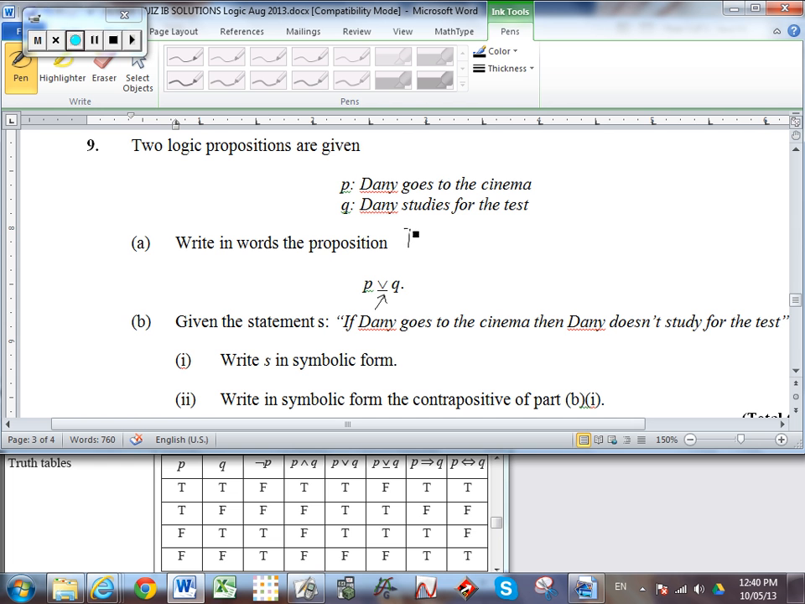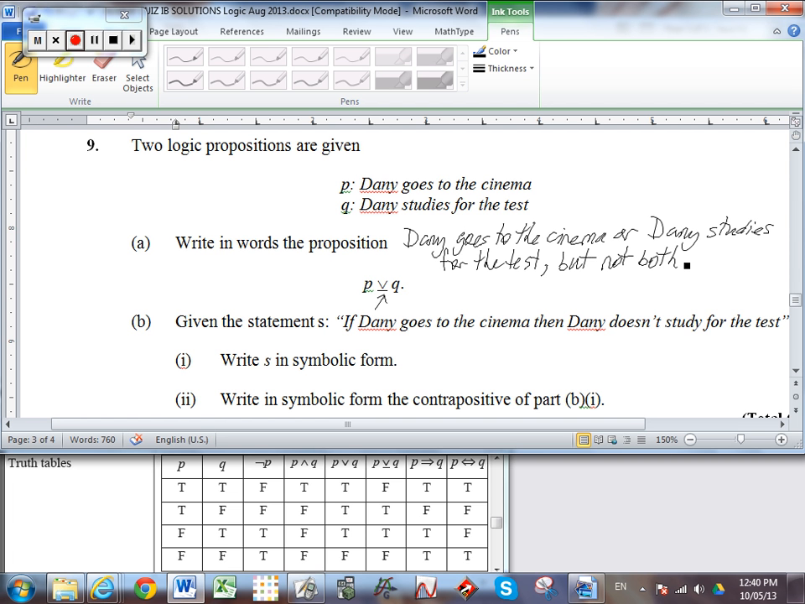Number 9. Let's write in words the proposition P or Q with the symbol on the bottom, which means but not both. So Danny goes to the cinema, or Danny studies for the test, but not both.